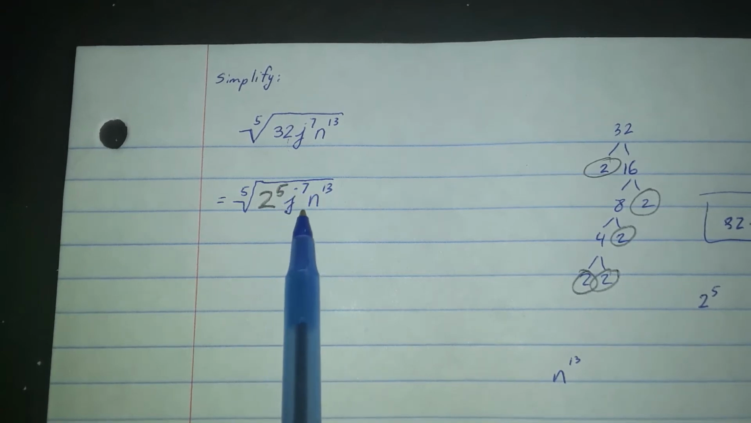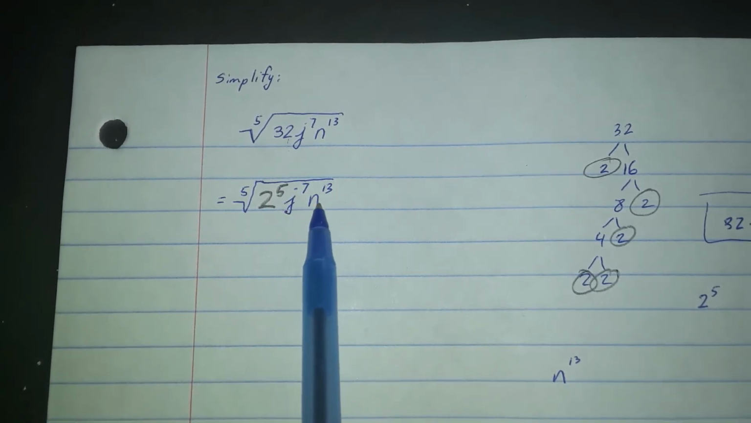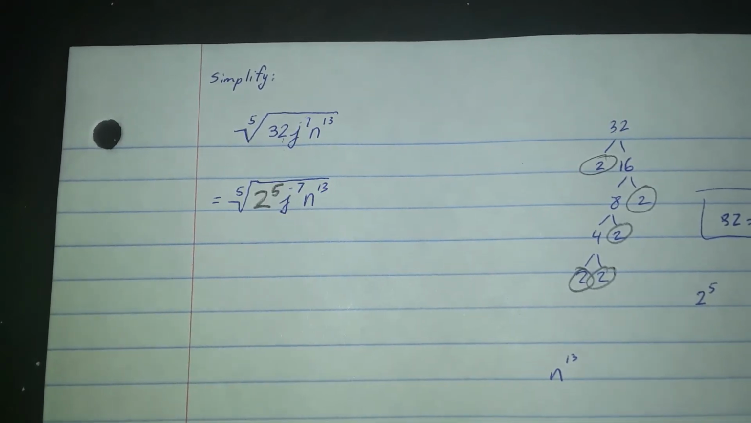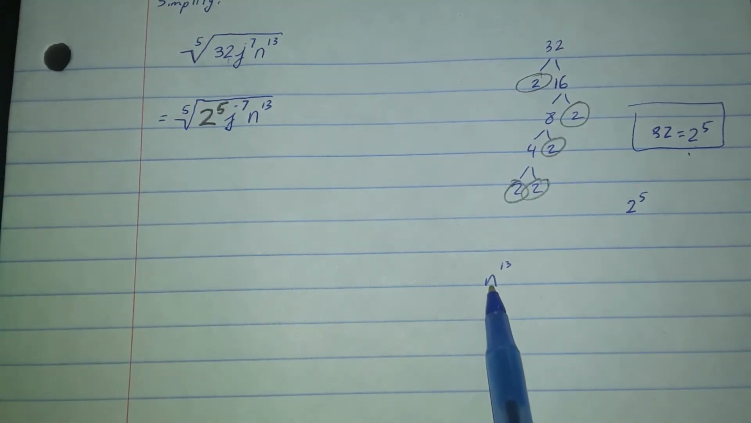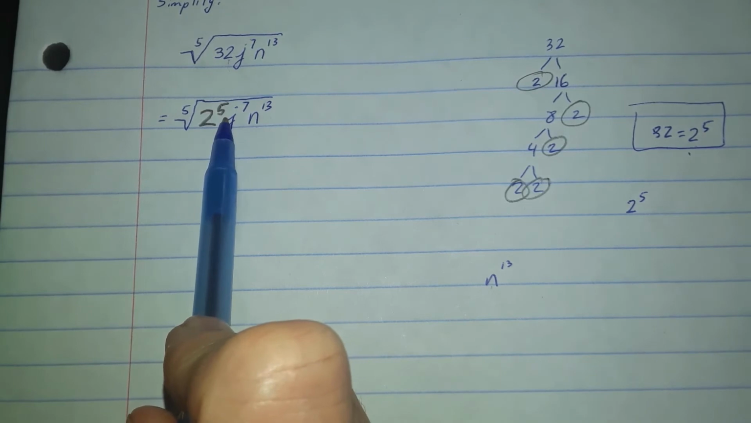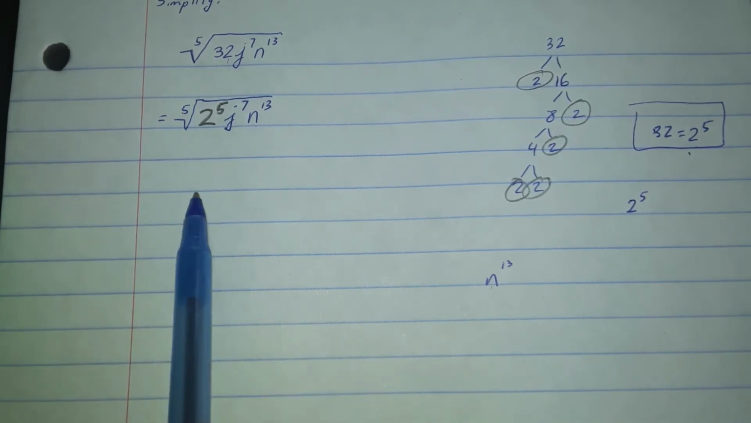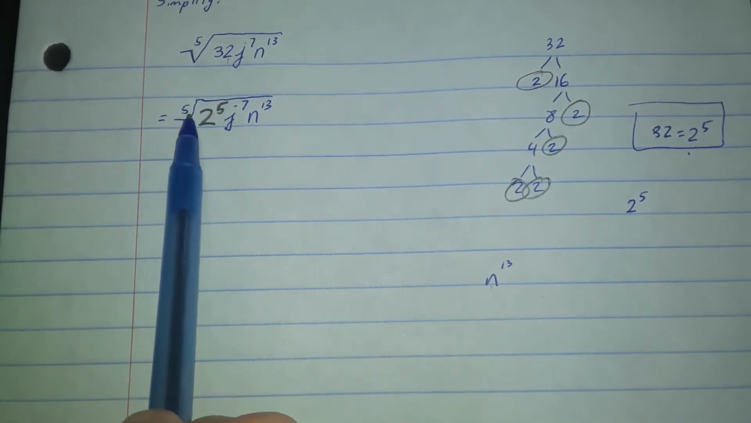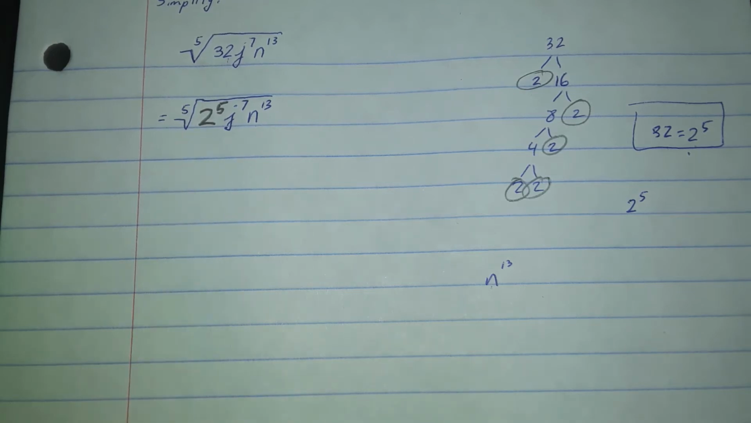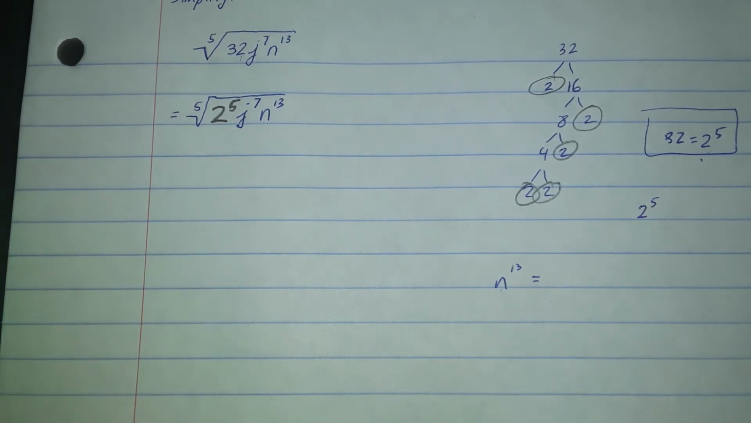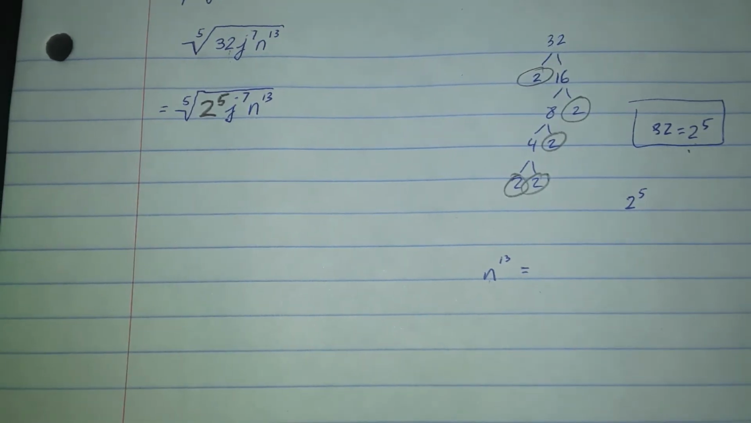Now I want to look at one of my variables. I'm going to look at n to the 13th power. I've pulled that off to the side here. I want to rewrite this so that it also has a 5th power. Why is my target 5? Well, the index on this root is 5, so that's why 5 is important to me. I want to rewrite this in a way that I have something to the 5th power, and this is going to take some exponent rules to do this.